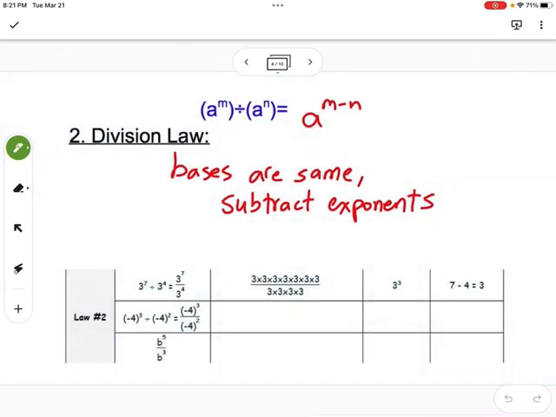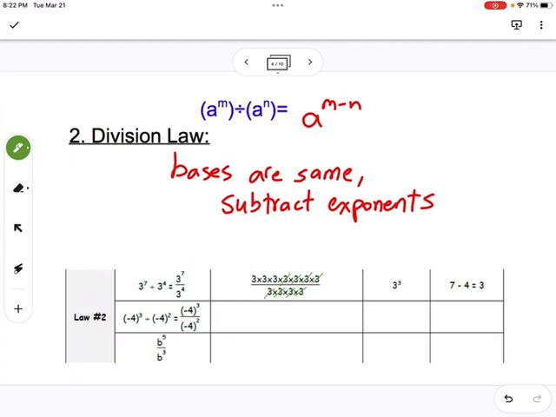Okay. Next, looking at our division law. Here, the bases are the same. When we divide, we subtract the exponents here. So looking at the first example, we have 3 to the exponent 7 divided by 3 to the exponent 4. So we have 7 3's up top and 4 on the bottom. What we can do here is cancel some of our 3's. So cancel a 3, cancel another 3, another, and another.